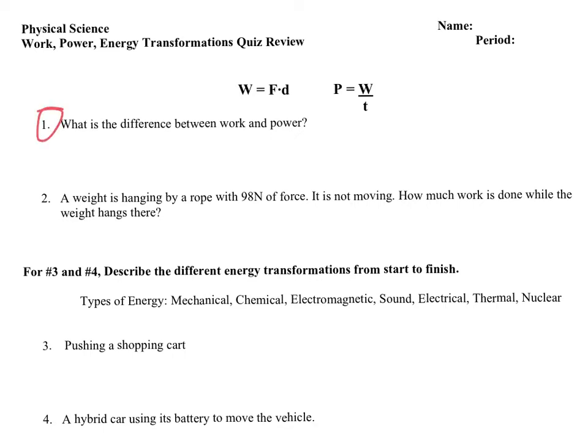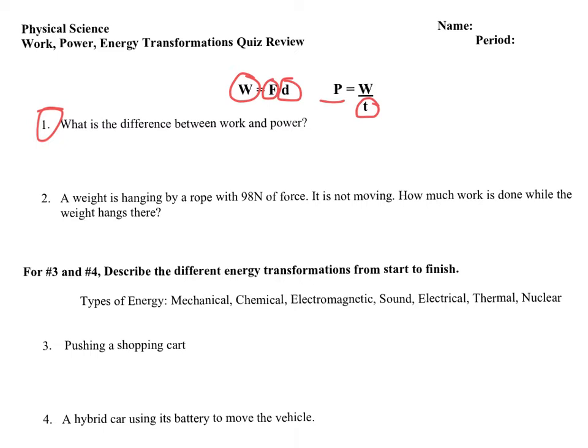If we look at number one, what is the difference between work and power? Well, first of all, in order to do work, you have to apply a force and it has to move a certain distance. So if the object is not moving, there's no work. But the difference between work and power really is time. For power, it's how fast you're doing the work.